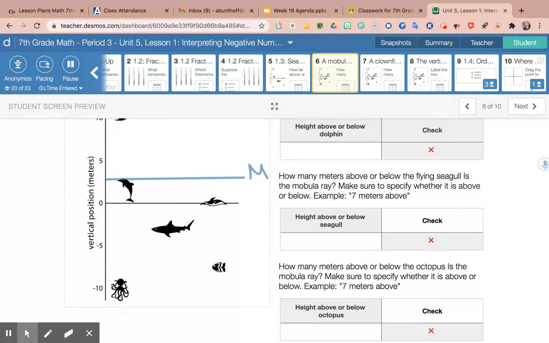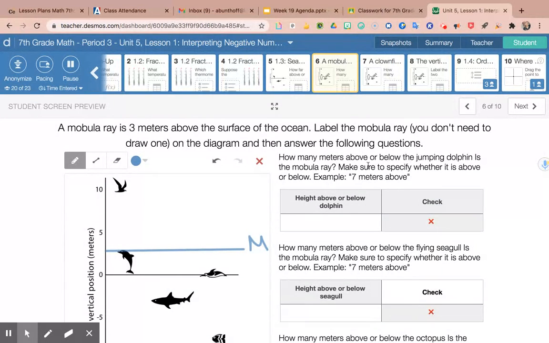All right. First question says, how many meters above or below the jumping dolphin is the ray? So the jumping dolphin is here. The movable array is at the same distance. So for this one, it's actually going to be 0 meters. And you can actually put above or below, because 0 is neither positive nor negative. So you can choose if you want to put above or below. Either one is correct for this one, because 0 is not above. It's just in line.